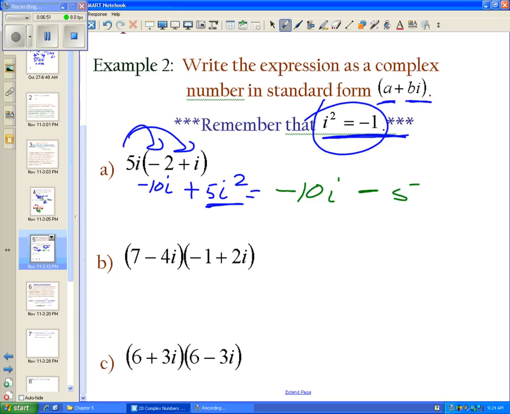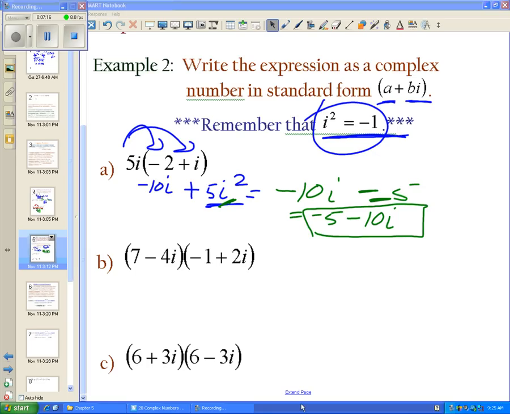Now the real part of this is negative 5. So to put it in standard form, I end up with negative 5 minus 10i. That's the weird, funky part. i squared is negative 1, so the i squared becomes this negative in this problem over here, so I get negative 5 minus 10i as my final answer.